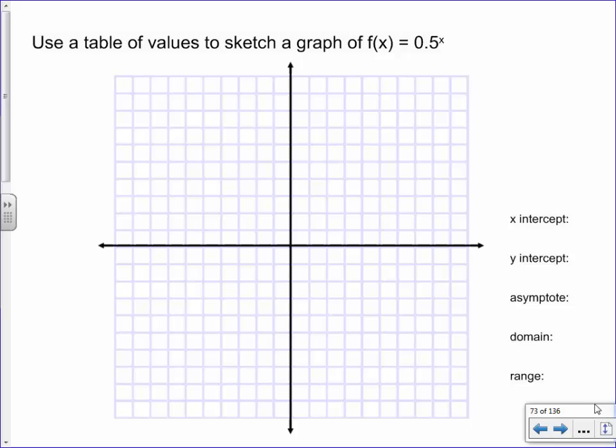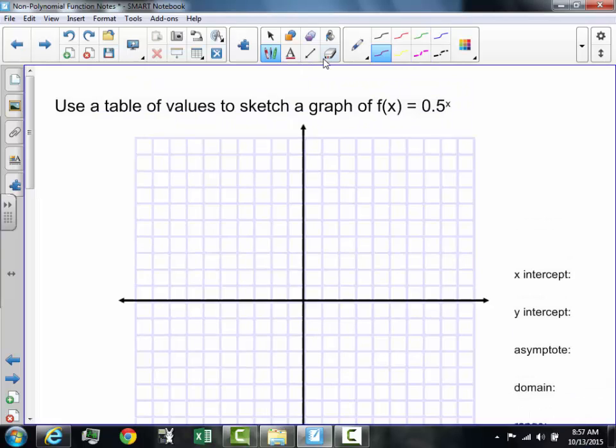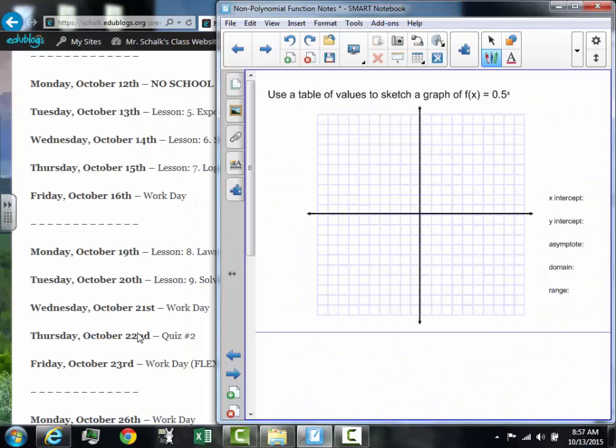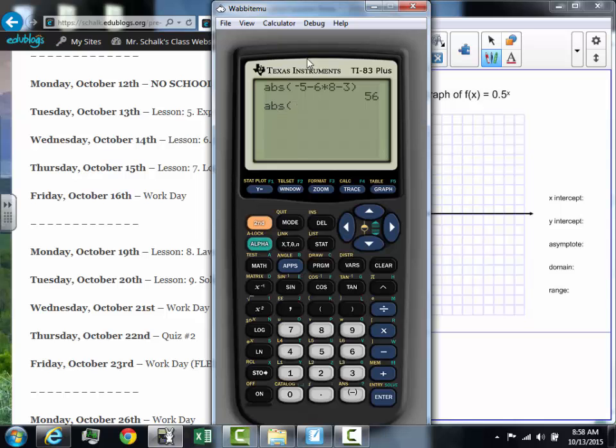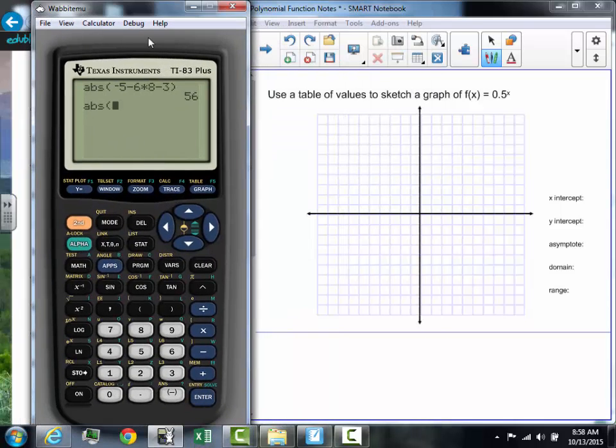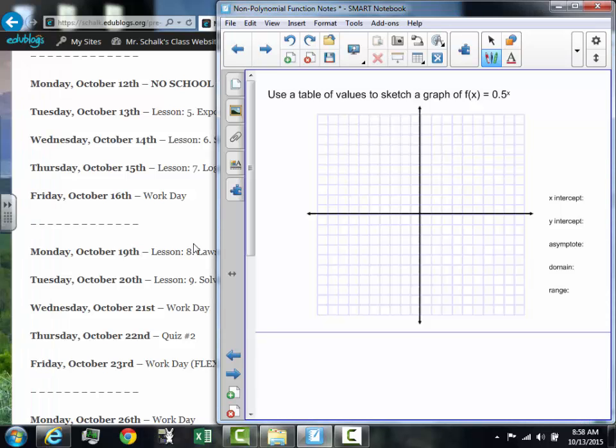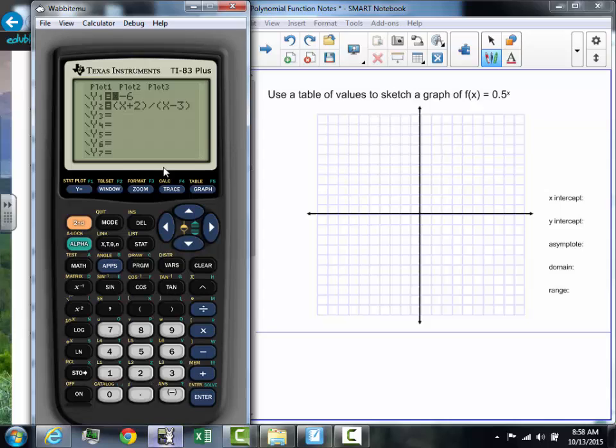Here is a graph, however, that has similar properties but a very different look to it. And I think to save time, let's do this one on our graphing calculator, because I don't want to take too long on this. So grab your graphing calculator, and let's go y equals 0.5 to the x. To type that in, it would look like 0.5 power x.